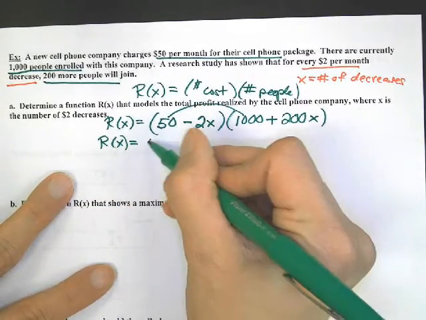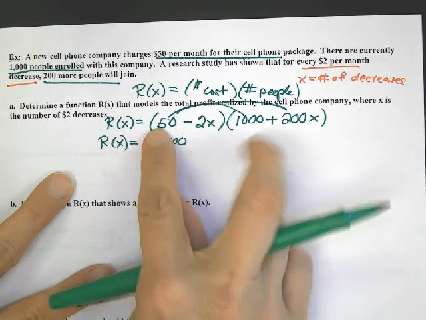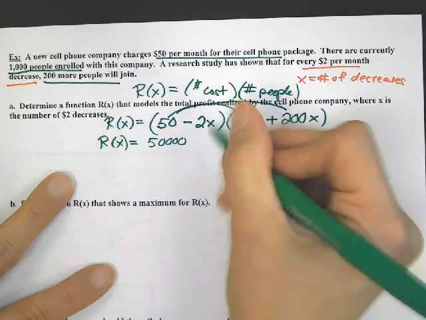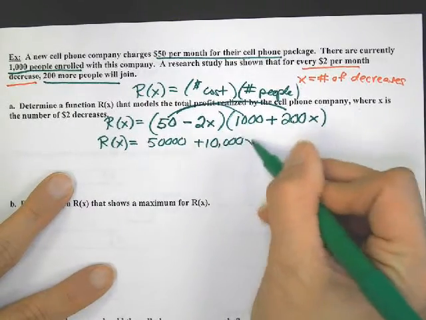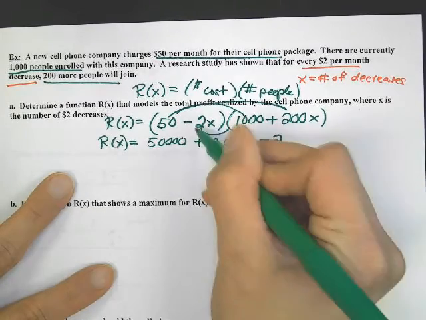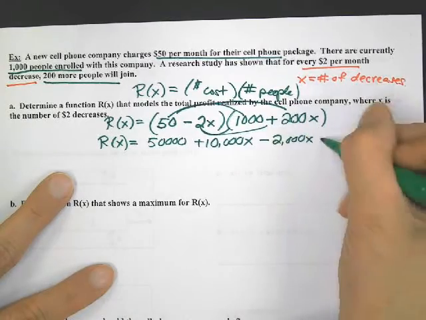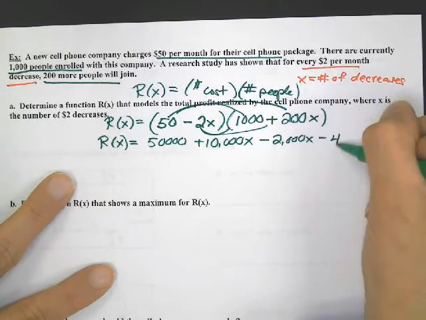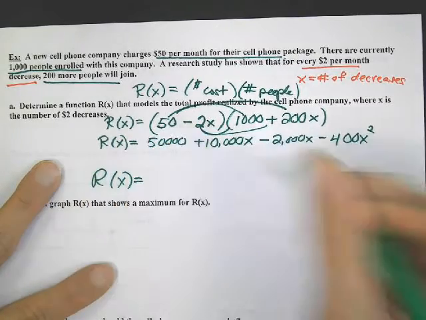First is going to be 5 with 1, 2, 3, 4 zeros. Outers, 5 times 2 is 10 with 1, 2, 3 more zeros X. Inners is negative 2 with 3 more zeros X. And last is negative 2 times 2 is 4, 2 more zeros X squared. So here's the R of X equation.